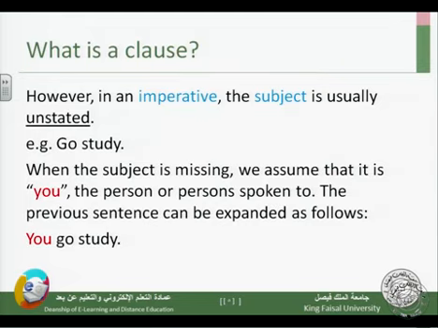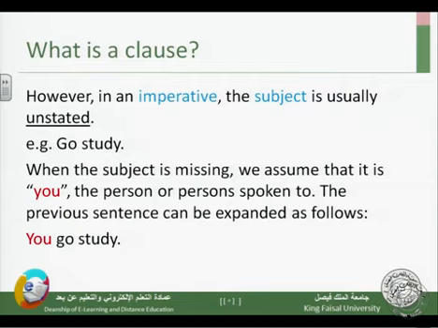This is an imperative. You remember when we mentioned the types of sentences, we said we have statements, we have questions, we have commands, which we also call imperative. So imperative or command is a type of sentence in which normally we don't state the subject, but we can assume that it means you. Okay, so when the subject is missing in an imperative, we can assume that it is you, the person or persons spoken to. So the previous example here can be expanded as follows.